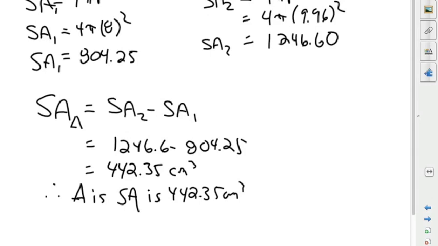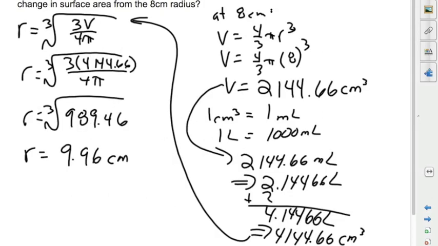How'd I get that? Well, 4 times pi times 9.96 squared. It's 9.96 times 9.96 times pi times 4. That was our radius that we did way back up here, right? After we blew it up, after we added 2 liters. So the 9.96 came from here, Andrew.